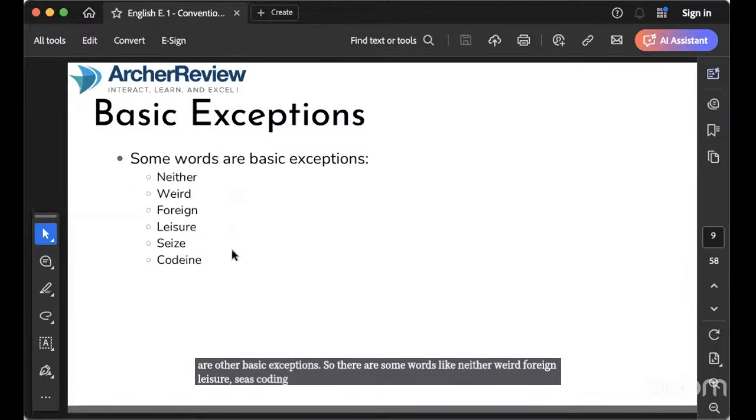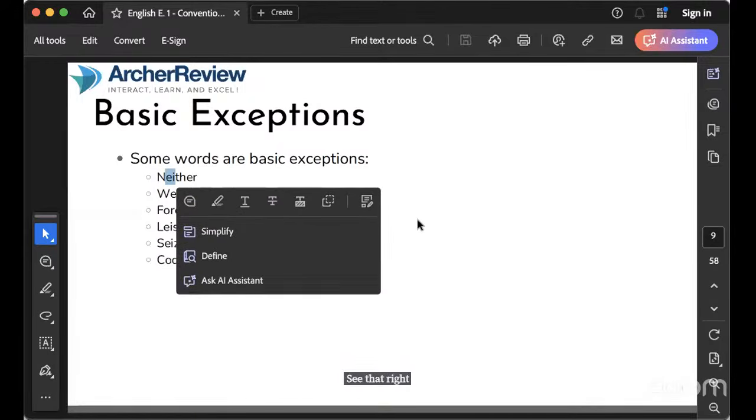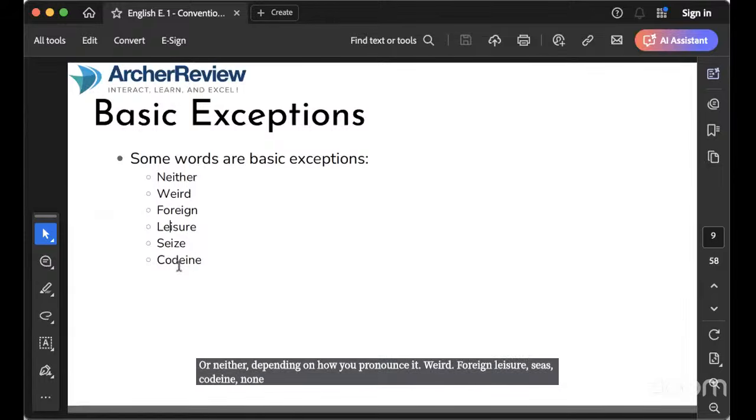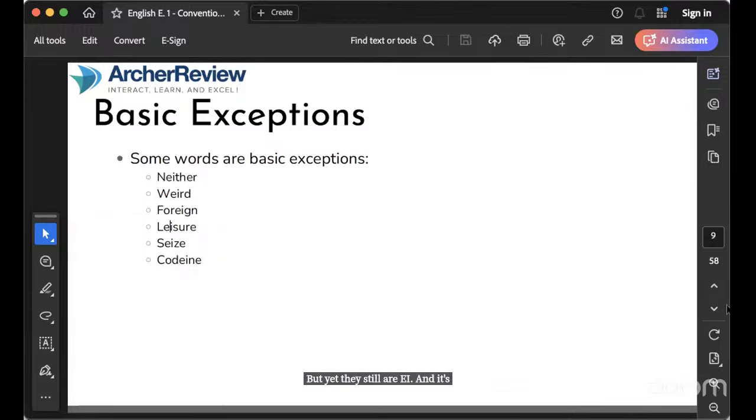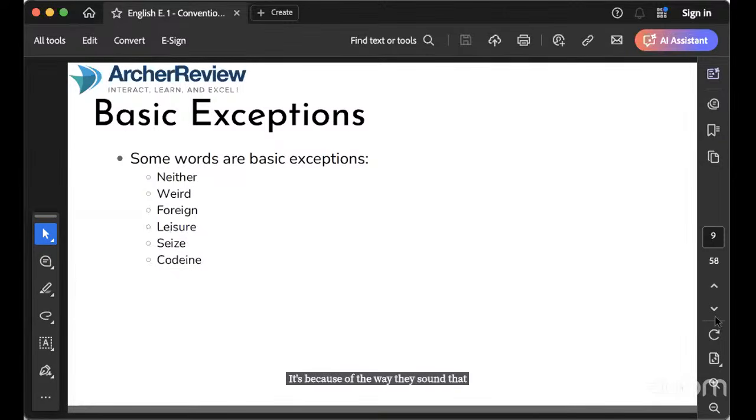These all are an exception to the I before E rule. See that right there? And they don't have a C. Notice how neither, or neither, depending on how you pronounce it, weird, foreign, leisure, seize, codeine, none of them have a C right in front of them, but yet they still are EI. And it's because they do have a phonic reason why, when you pronounce them, typically, it's because of the way they sound that you're going to put the EI first.